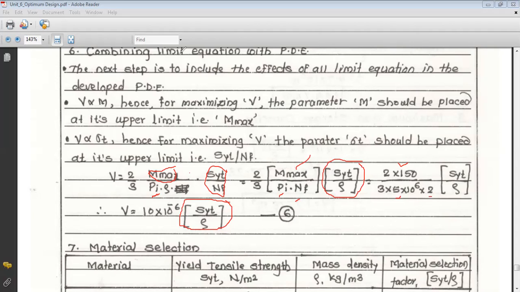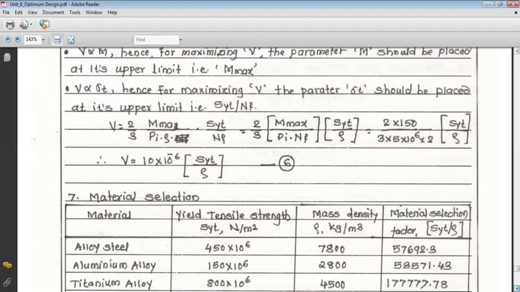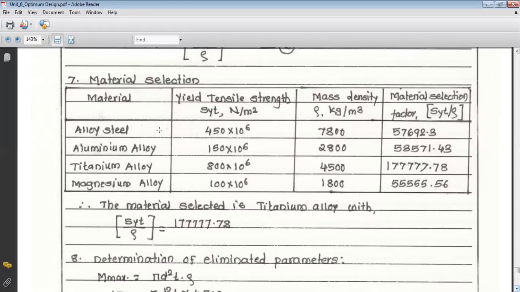Now next step is the material selection. So the materials are given: alloy steel, aluminum alloy, titanium alloy, magnesium alloy. Again, SYT is given. So we have to convert that Newton per mm square into Newton per meter square. So we have to multiply by 10 raised to 6. Again, mass density is given in kg per meter cube. Now material selection factor SYT upon rho.